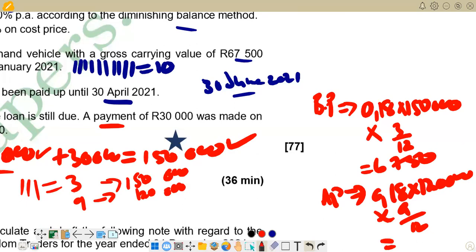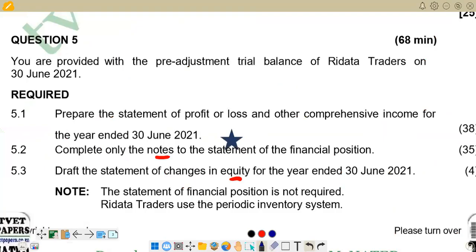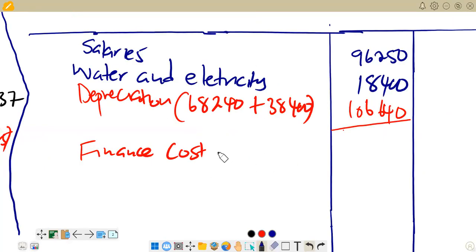And then you get what? 16,200. So it means the total now that we have for this interest is this one plus this one, 6,750 plus 16,200. So we go back to our list there and summarize that working. So here now, finance costs, we can just say in brackets 6,750 plus 16,200.